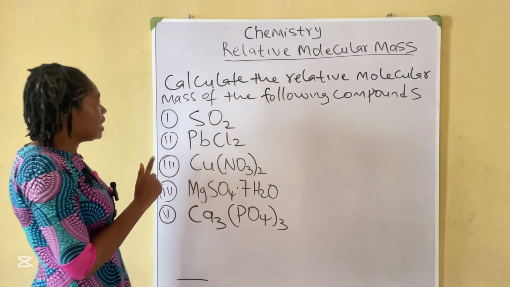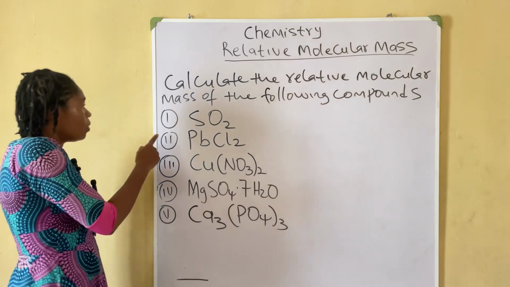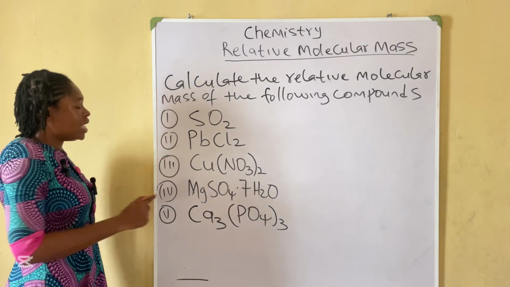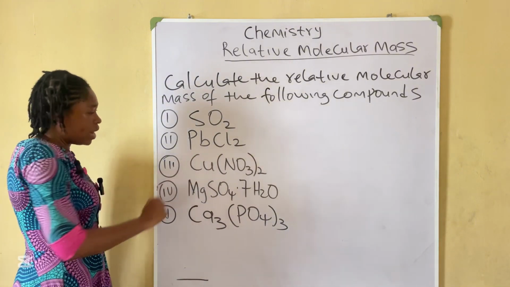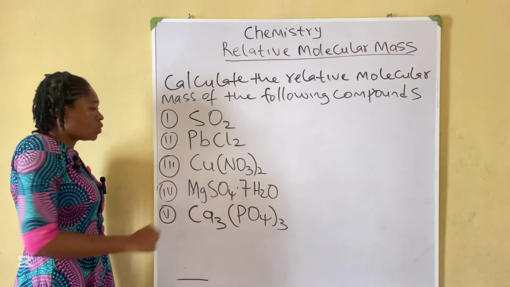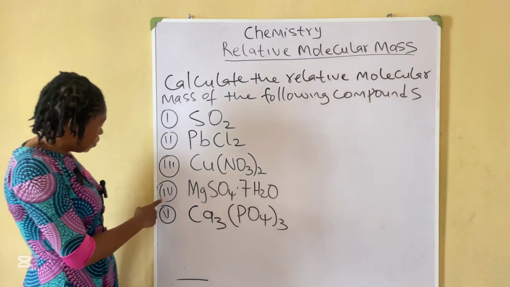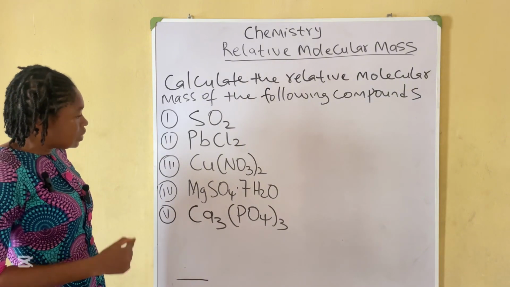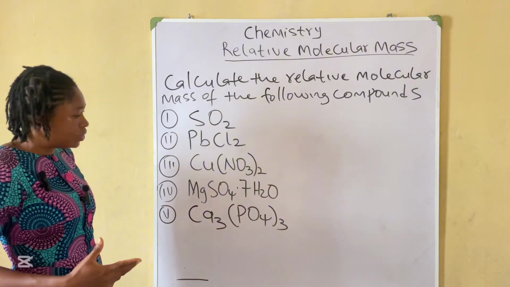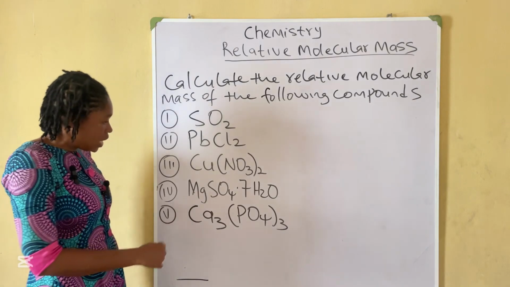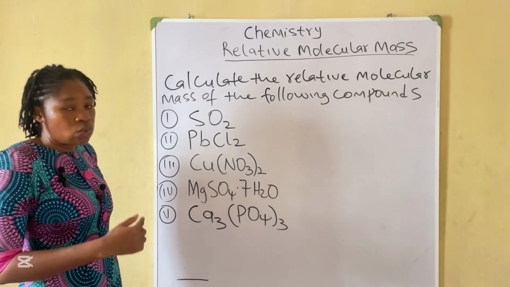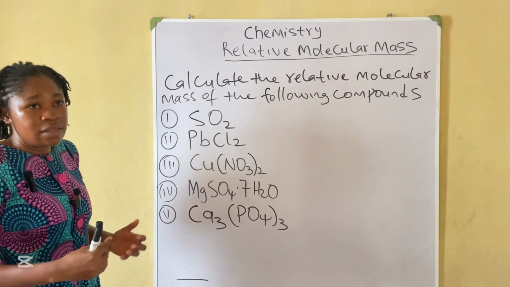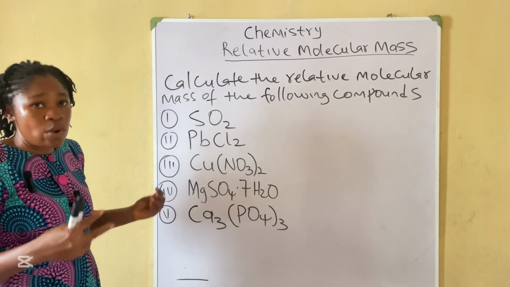Let's look at the following exercise. Calculate the relative molecular mass of the following compounds. Number 1 is SO2, sulfur(IV) oxide. Number 2 is lead(II) chloride. Number 3, copper(II) trioxonitrate(V). Number 4, magnesium tetraoxosulfate(VI) heptahydrate. Number 5, calcium tetraoxophosphate(V).